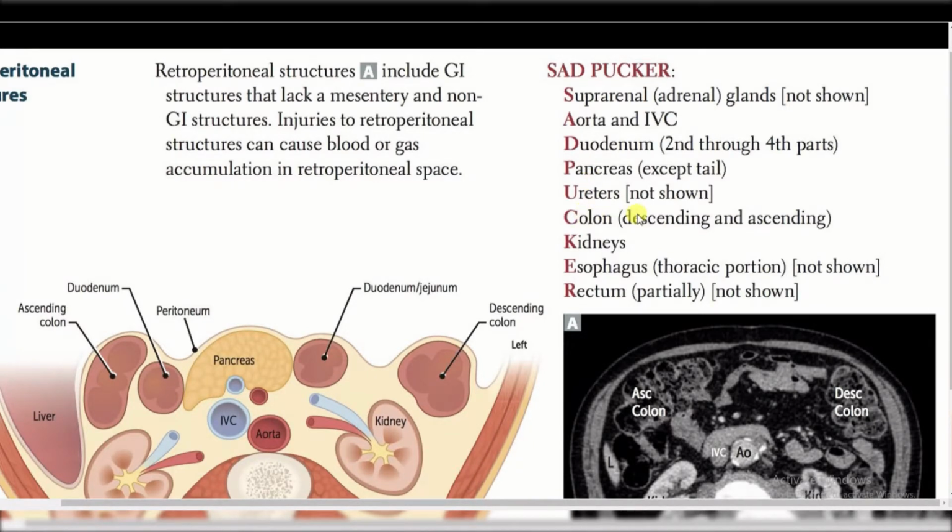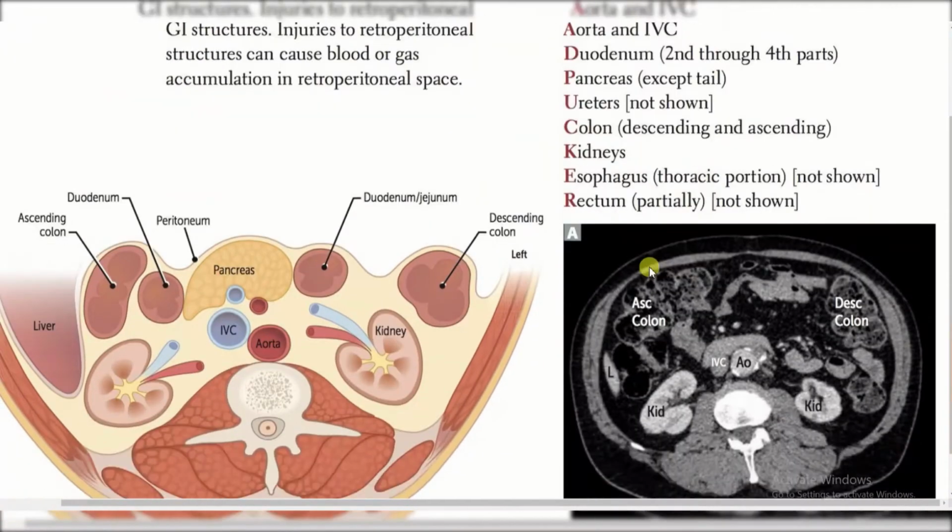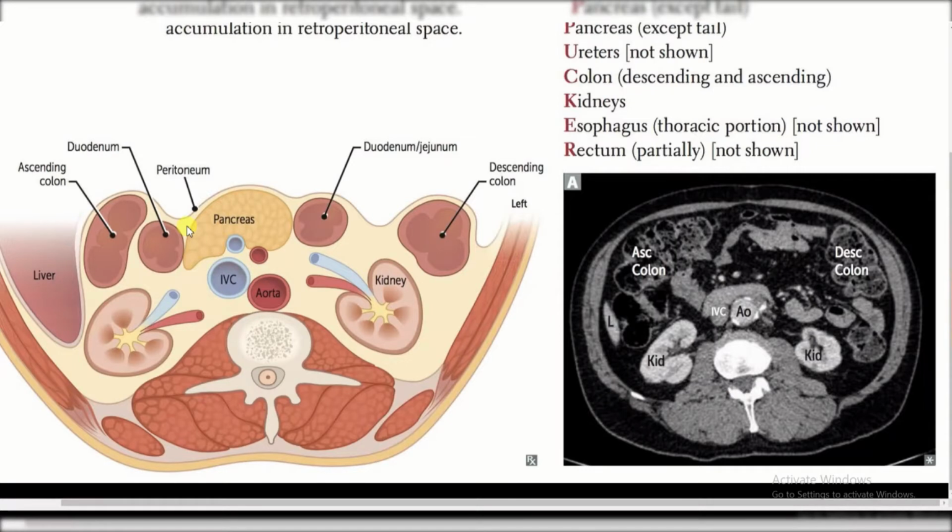The uterus basically consists of the... not shown. This is also called the retroperitoneal colon. Descending and ascending colon are retroperitoneal structures. Transverse colon is not. This is called intraperitoneal, right? Kidney is retroperitoneal. The thoracic portion of the esophagus is basically called retroperitoneal, not shown. And the rectum is partially retroperitoneal.